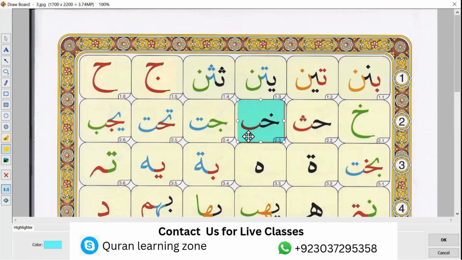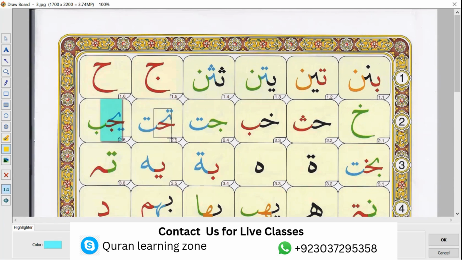And the next one is here. Ya jimba. You can see here Jim has one dot on the bottom of this letter, and this shape is Jim. Okay, don't forget it. Sometimes we can't understand this one, so remember that if there is one dot on the bottom of this letter, then this one is a Jim.